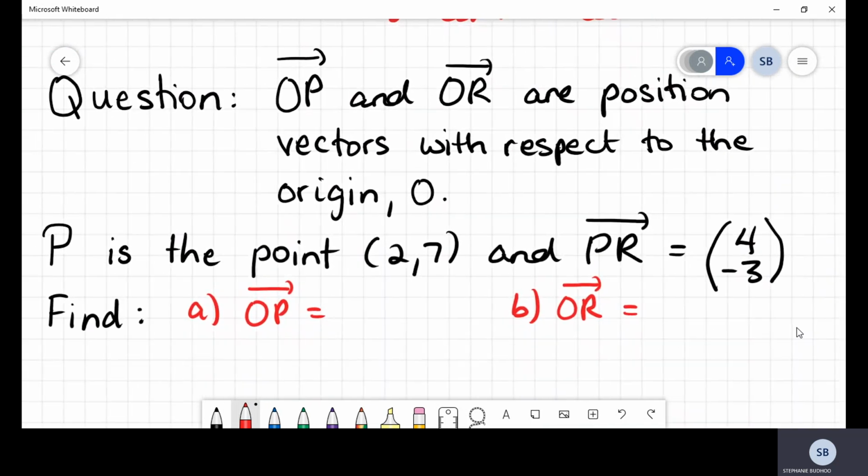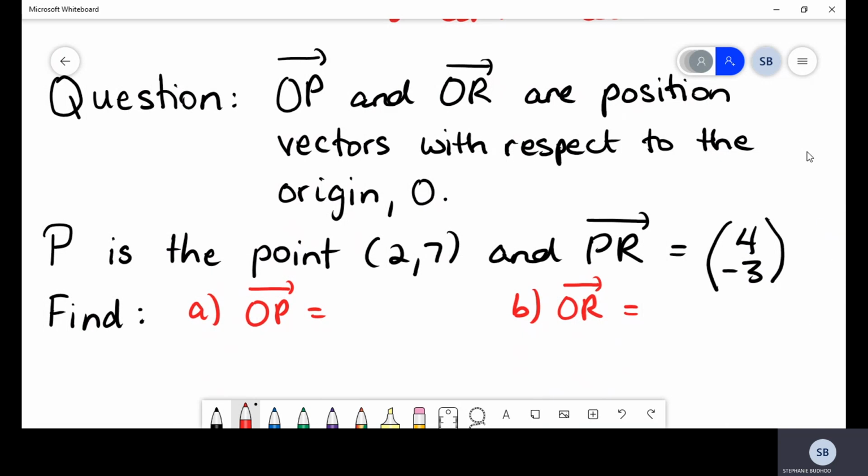Okay, so we are going to attempt to do some questions by applying some of the concepts we have just learned from this session as well as previous sessions. So our question goes like this. What if we have two vectors, OP and OR? As you can tell, they both start from the origin, so these are position vectors. So OP and OR are position vectors with respect to the origin.